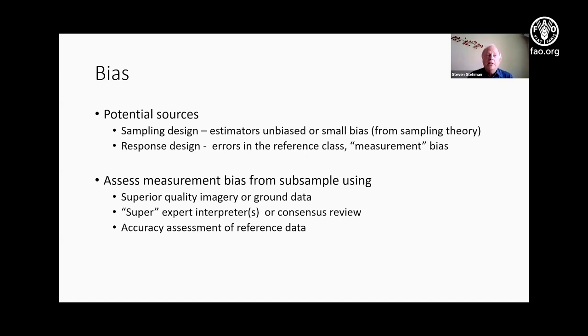So we would like to have ways of doing an assessment of that bias. The question already came up, for example, of how many points would you have to check in that stable class to make sure you're really not still having omission errors. So essentially, we want to do what would be an accuracy assessment of the reference data.